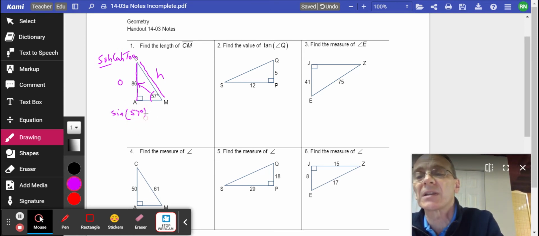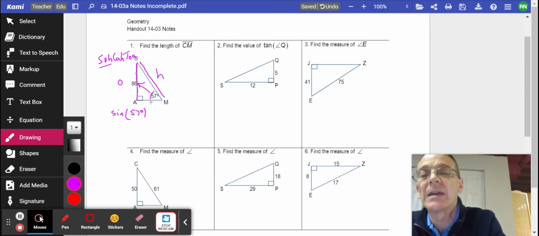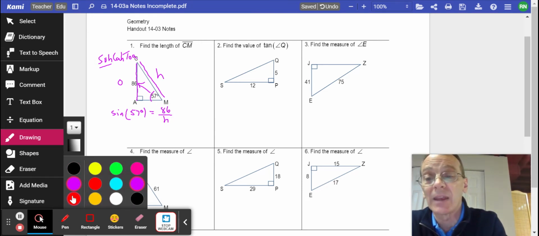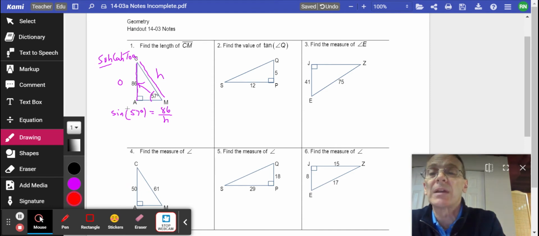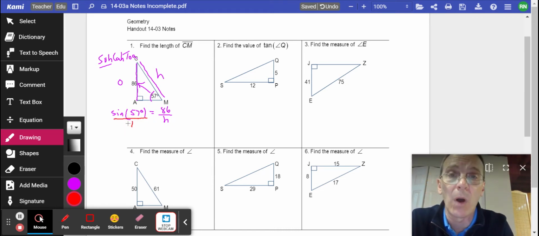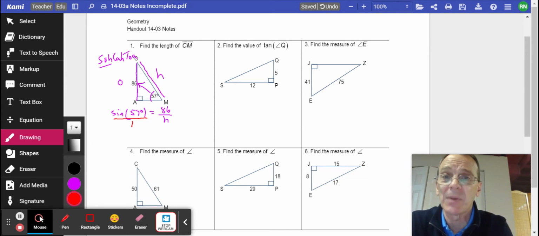A sine, cosine, or tangent always requires an angle as an input. Equals the opposite, 86, over the hypotenuse, which we don't know. The variable's in the denominator. That algebra requires a little extra work. If it makes it easier for you, what you can do is put the left side of this equation over 1, because dividing something by 1 does not change its value at all.